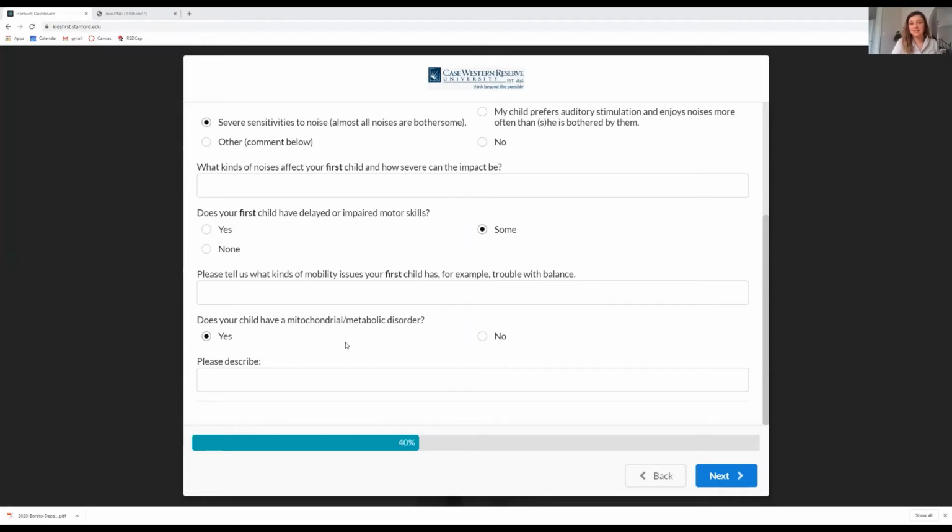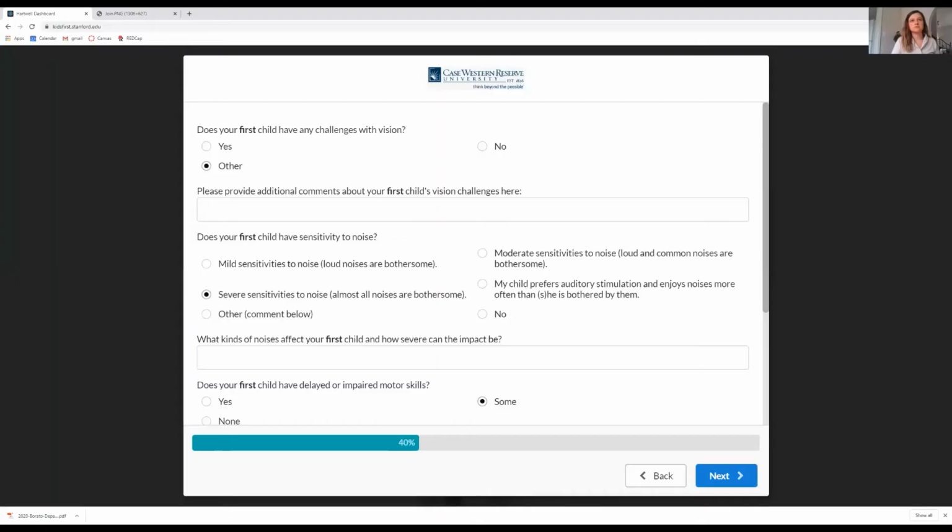If you indicate yes, please describe the problems in the text box provided. Then click Next to continue.